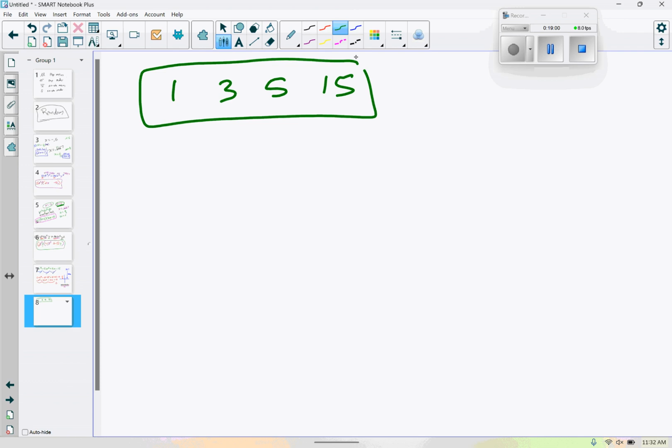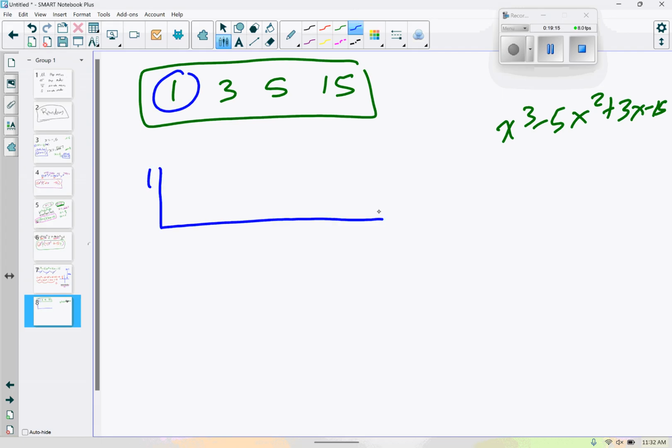And I'm going to take my original equation, which was x to the third minus 5x squared plus 3x minus 15. And we're going to use something called synthetic division to make it work. So I'm going to take 1 and use synthetic division. Synthetic division works this way. First thing you check for: I go x to the third, x to the second, x to the first, x to the 0. Okay, there's no gaps. I take my lead coefficients: 1, negative 5, 3, negative 15. And then we go through and we do the math.